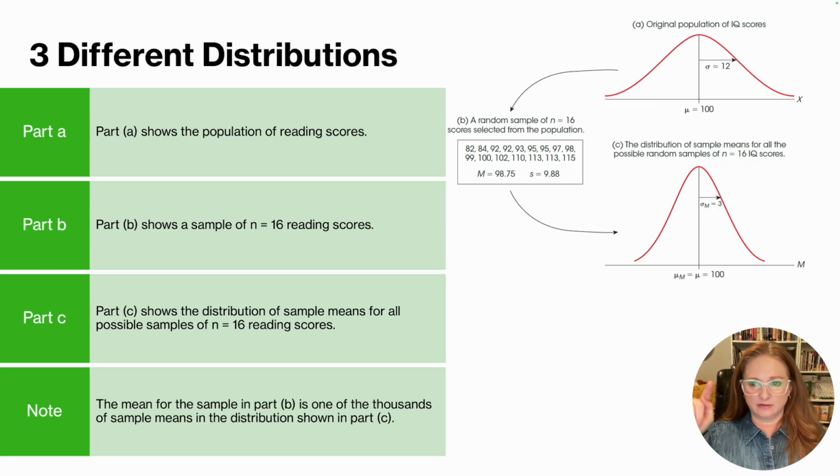Part C, the bottom part, shows the distribution of sample means for all the possible samples of those 16 reading scores. Do you see how the variability got tighter? See how in the population it's very flat, and then when you took a sample of it, the variability had to get tighter because the sample size is so much smaller.